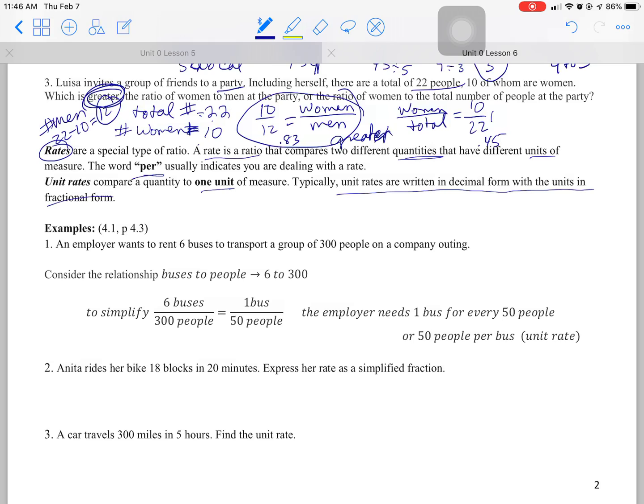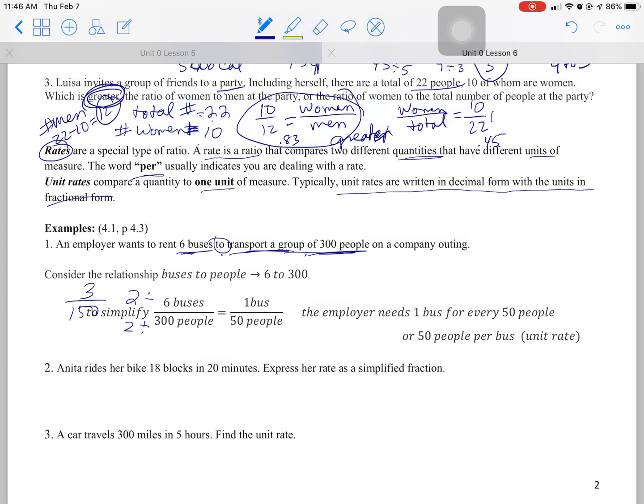Let's look at that. So an employer wants to rent 6 buses to transport 300 people. Okay. So let's set that up with the fraction. The first thing goes on top. The second thing goes underneath. And then you reduce it. 6 does go into that. What you can do is they're both even. Divide by 2 and you're going to get 3. Divide by 2 and you're going to get 150.